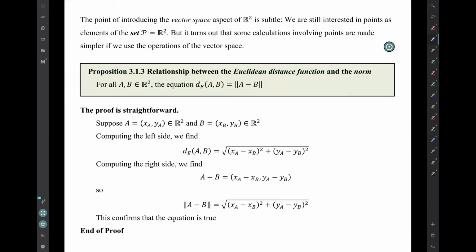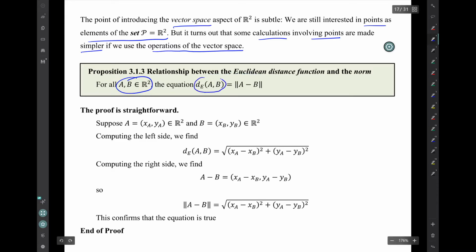The point of introducing the vector space aspect of R2 is subtle. We're still interested in points as elements of this set R2. Remember, in the Cartesian plane, you can't add points together. You can't multiply points by real numbers. But it turns out that some calculations involving points are made simpler if we use the operations of the vector space. So here's an example where an operation in the Euclidean plane, metric geometry, corresponds to an operation in the vector space. This proposition says, for all a and b in R2, this equation is true.